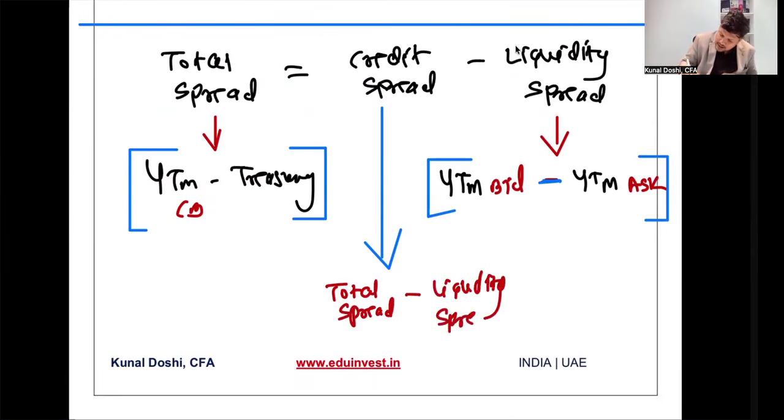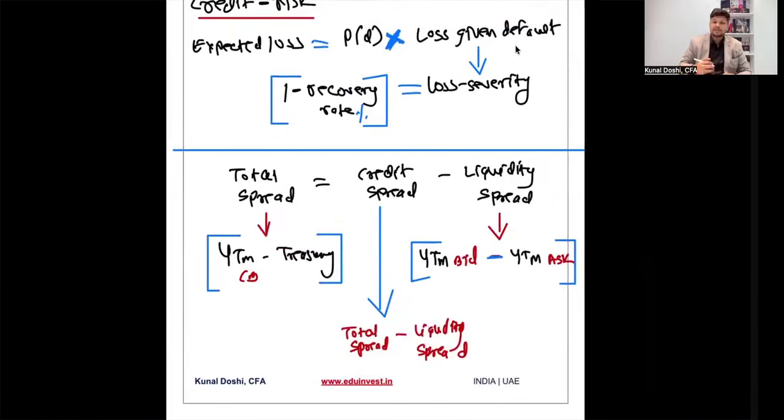Are you with me on this? Total spread minus liquidity spread. That is going to be your balance. In exam, they may ask you to find this in percentage.